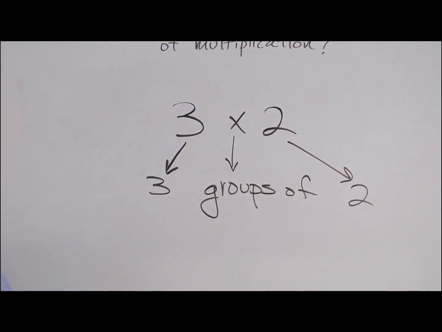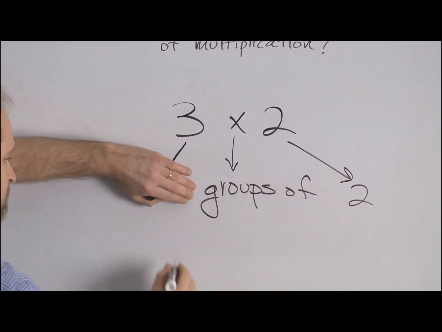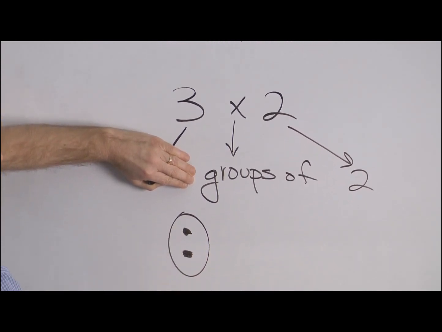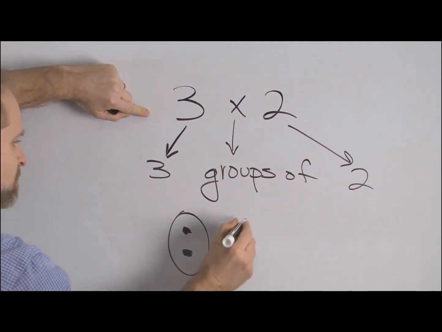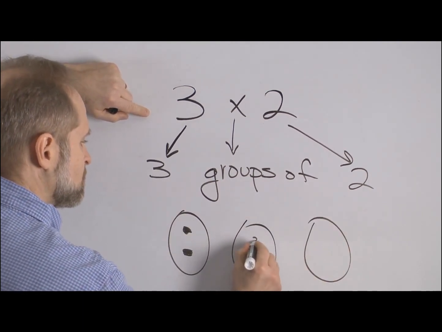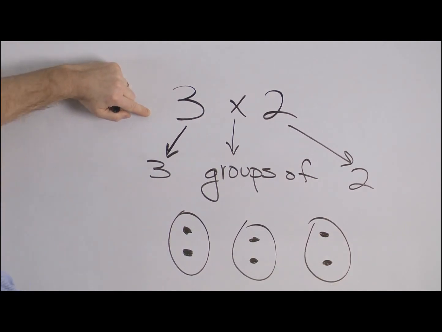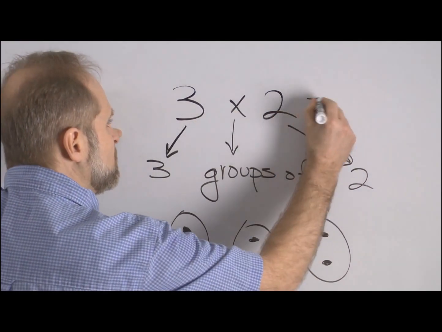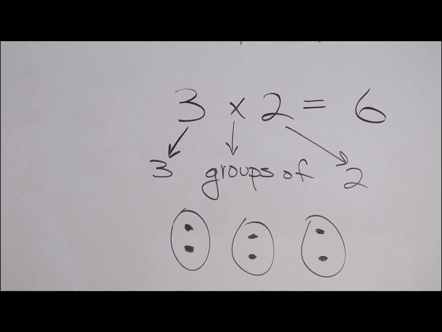2. Then what we did is we said, let's draw a group of 2. Here we have a group of 2. How many of these groups do we need? We need 3 groups. Now we have 3 groups of 2. Count the dots. 3 times 2 equals 6. That's what we learned last time.